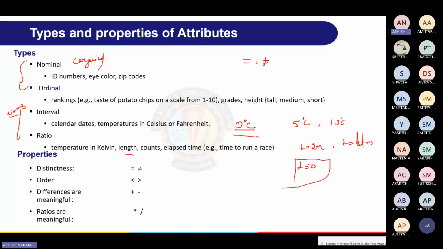But when I say temperature 0 degrees centigrade, does it mean nothing? There is some temperature. You will be able to feel that, right? That this is colder. Am I making sense or not? Are you able to follow?